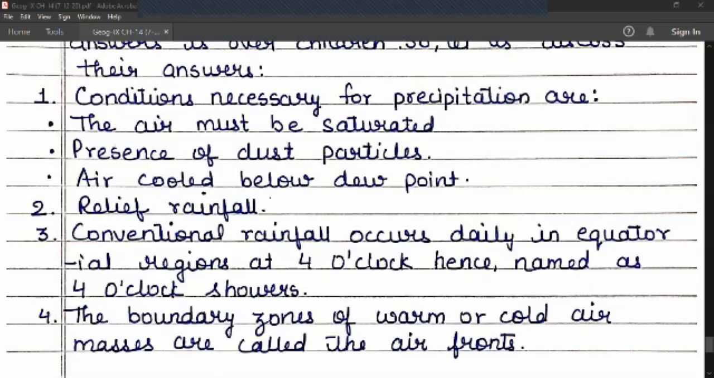Answer number 2. Relief rainfall. Answer number 3. Convectional rainfall occurs daily in equatorial regions at 4 o'clock, hence named as 4 o'clock showers. Answer number 4. The boundary zone of warm and cold air masses are known as air fronts.